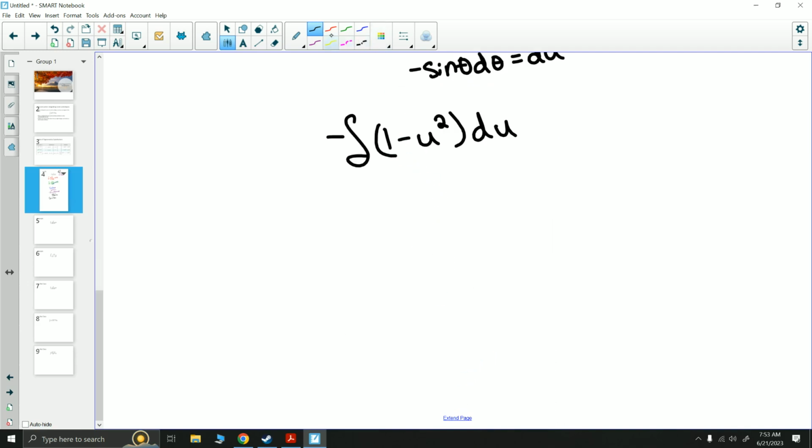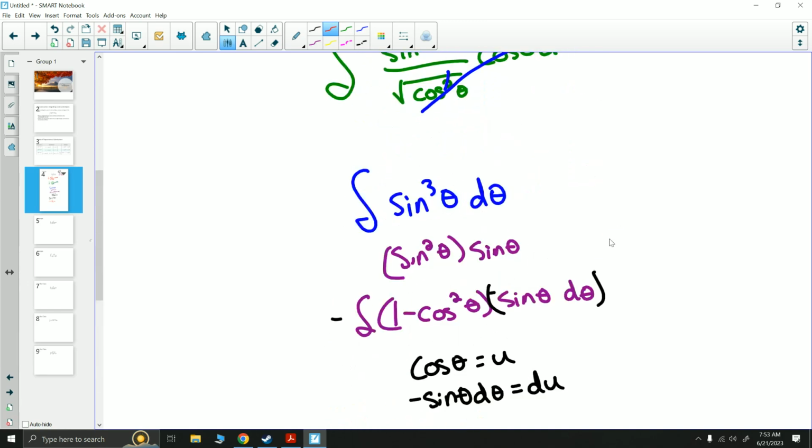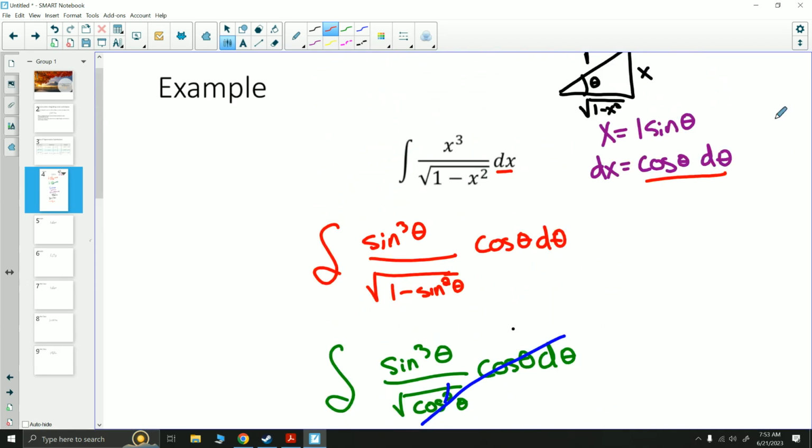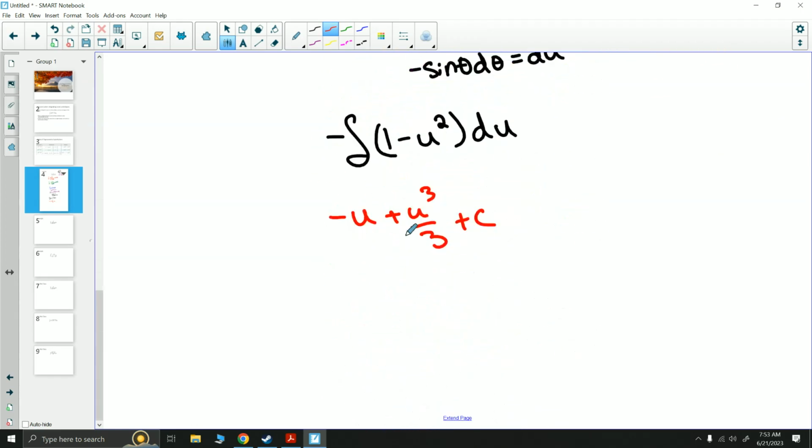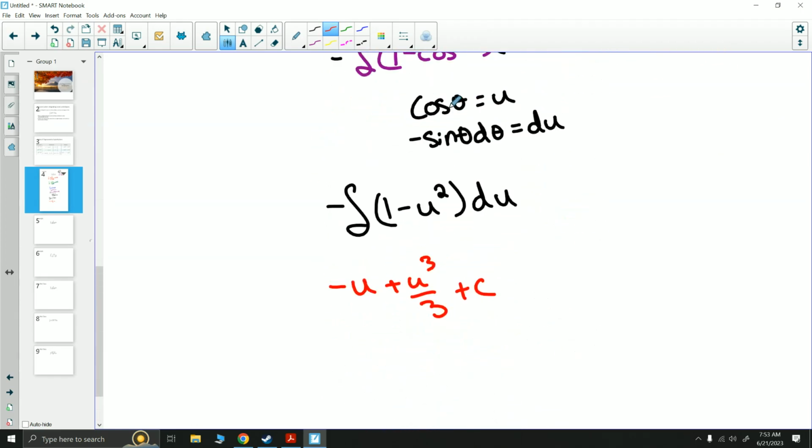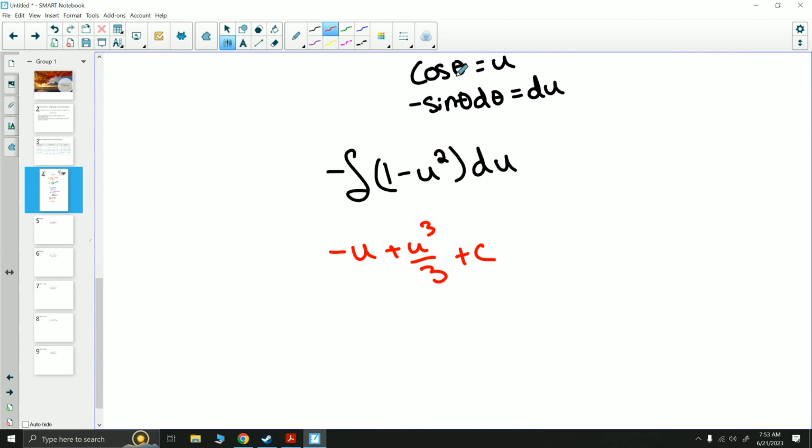So we can now integrate these individually. The integral of 1 is going to be negative u here. Then a negative and a negative makes a positive, u cubed over 3, plus c. Now we are going to start replacing these u's back to where we started. We actually didn't start in thetas, we started in x's. We'll use these eventually. So let's first replace our u's with thetas. u is cosine theta. So we have negative cosine theta plus cosine cubed theta over 3 plus c.